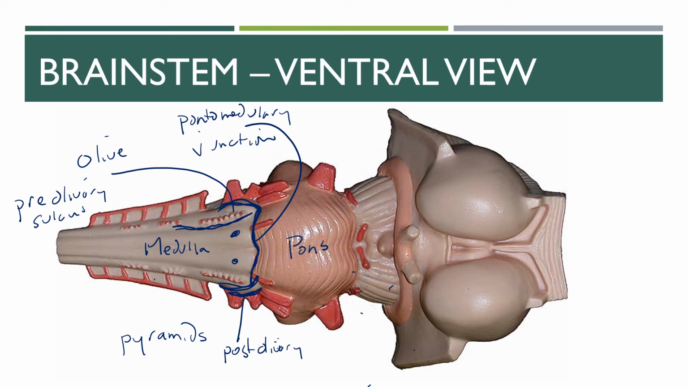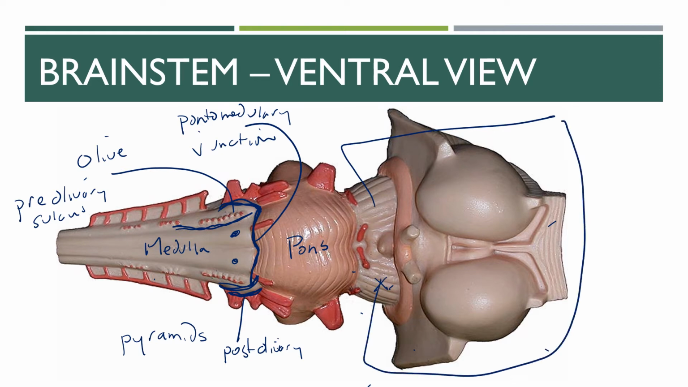And then as I move cranially, we again see the pons, and then we're going to see these two large areas here and here. And these are the cerebral peduncles. The cerebral peduncles, again, are a very, very large raised area.